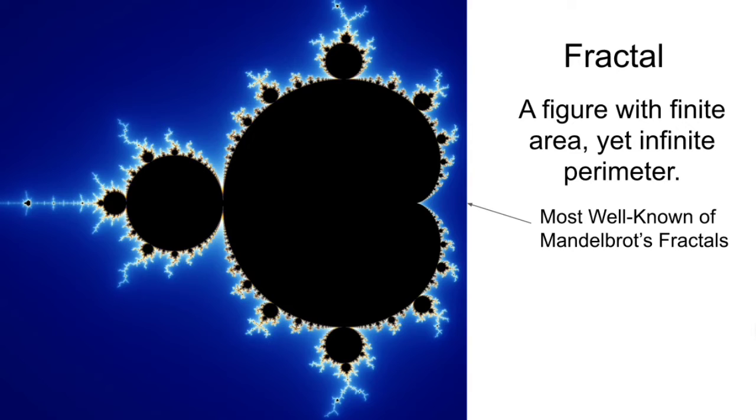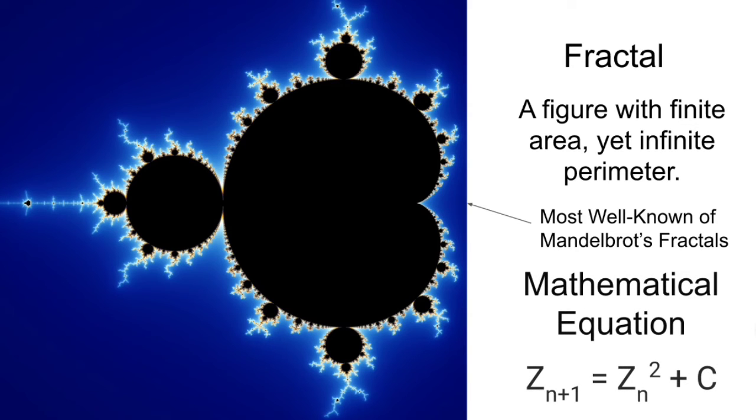The Coastline Paradox is an example of a fractal, which is a figure with finite area yet infinite perimeter. The most well-known fractal is this one on the left, which is one of Mandelbrot's fractals. All you have to do is graph the mathematical equation z sub n plus 1 equals z sub n to the power of 2 plus c, and you will have your very own fractal. That, or you can just look up fractal zoom on your search engine and several mind-blowing videos will pop up.